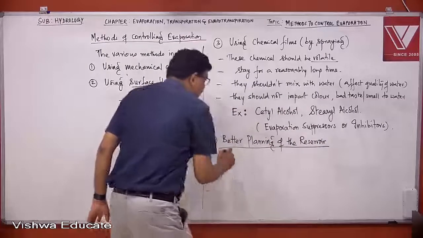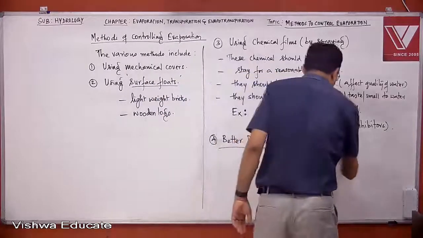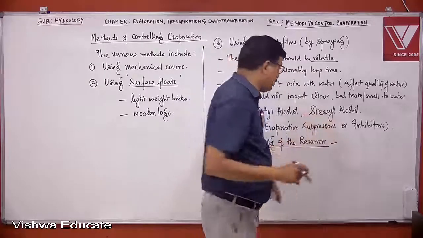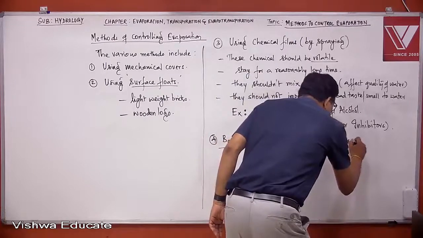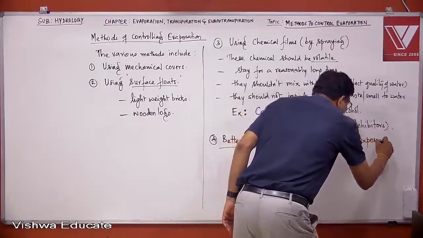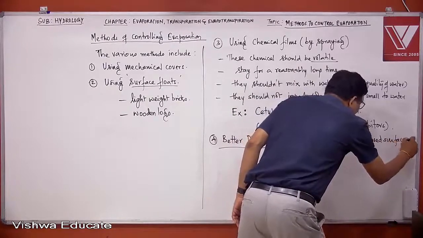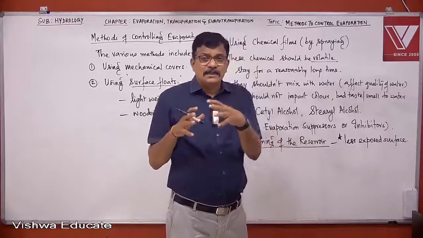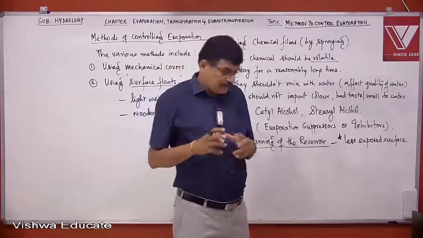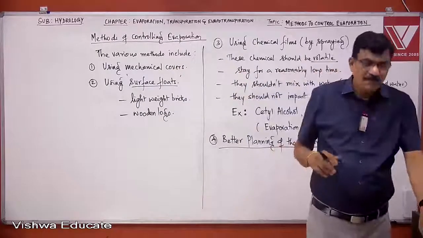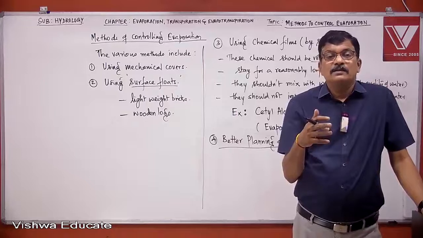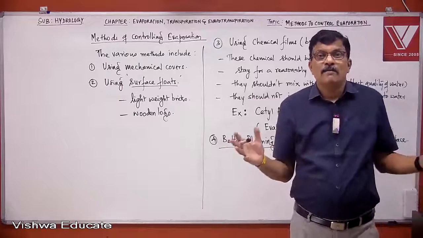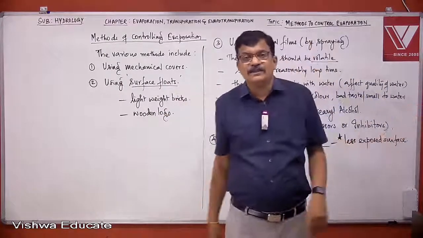Better planning means we should plan the project in such a way that the water body will have less exposed surface. So what happens is, if the surface area that is exposed to atmosphere is less, then relatively the losses due to evaporation will be lesser. I mean, at least the rate of loss would be much lesser than when the surface is more.